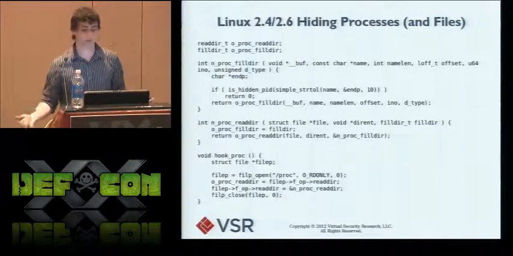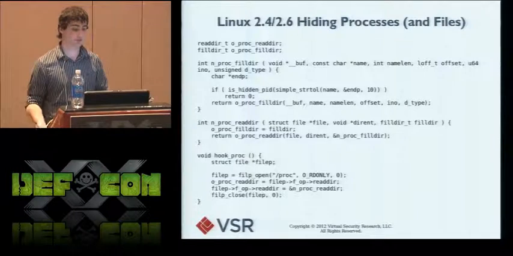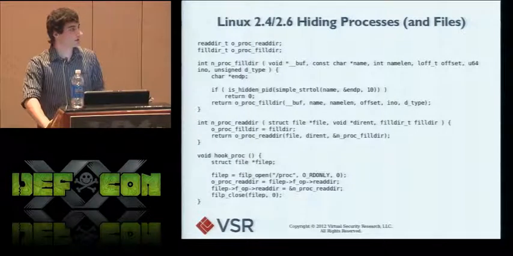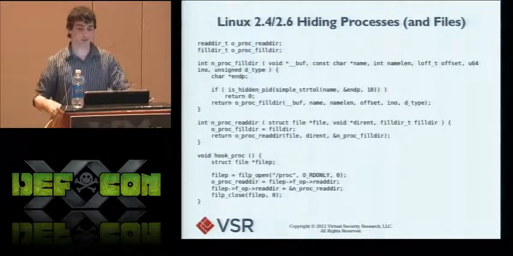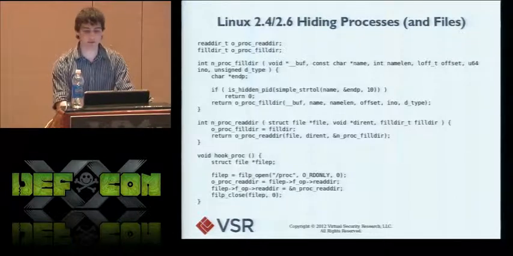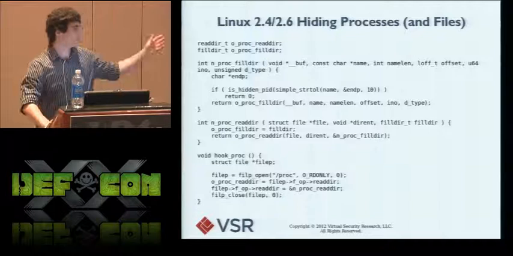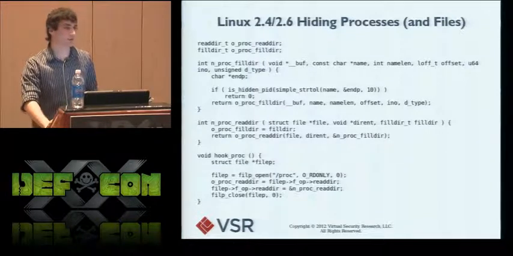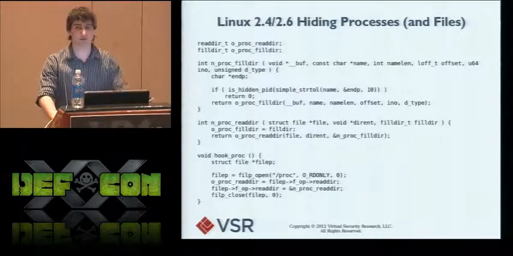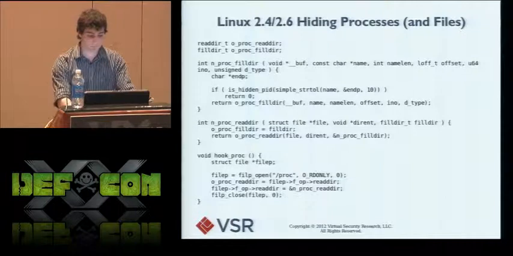So a quick structure of how LKMs would look on Linux 2.4 is simple. You have an init module function, a cleanup module function. We put our hooking code in init module, and we put our unhooking code in cleanup module. And it's pretty much the same concept, but it's a little different on 2.6, except the only difference is that you can really just define arbitrary names for your init and exit functions.